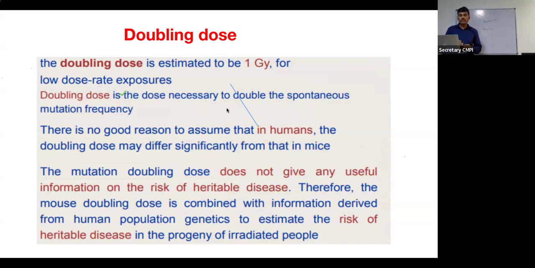What is doubling dose? If you give 1 gray dose, it doubles the probability of the natural incidence of hereditary effects. That means hereditary effects can happen not only because of radiation; there are so many other reasons. So if there is a natural incidence of hereditary effects, and that population gets 1 gray dose, there is a risk of doubling that probability. That is called a doubling dose.